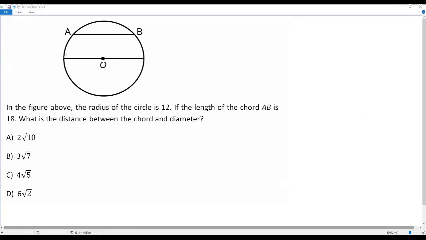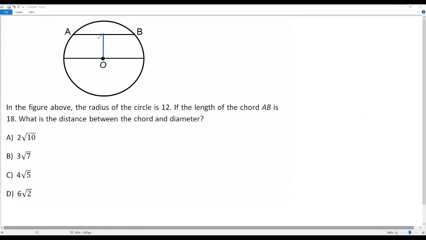Okay, here this line segment represents a diameter because it passes through the center of the circle, and this is a chord. And now we have to find the distance between the diameter and the chord we have here. The distance between the chord and diameter is given by the perpendicular line drawn from the center of the circle to the chord. Now let me draw a perpendicular line.